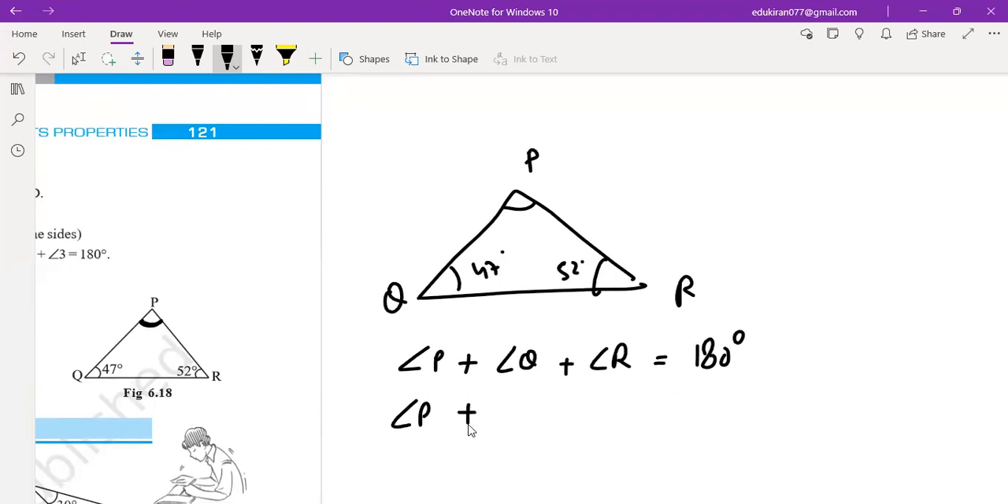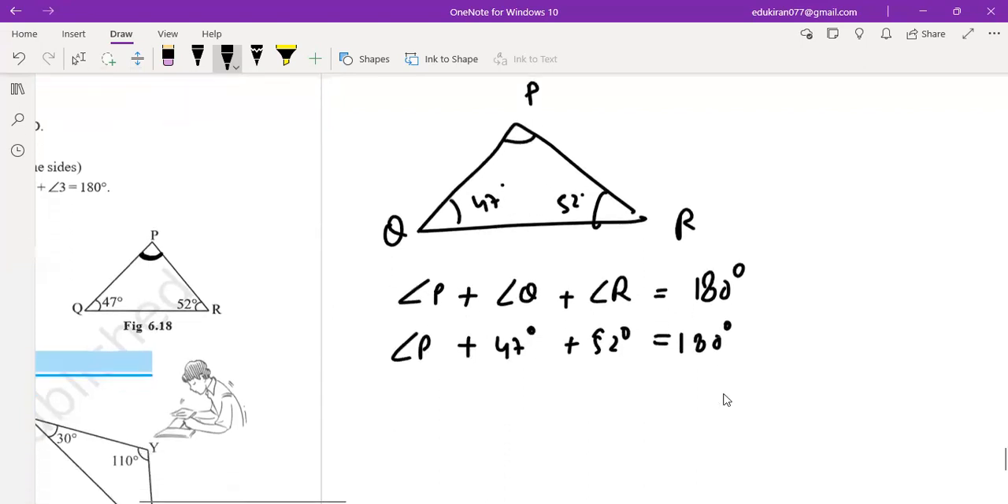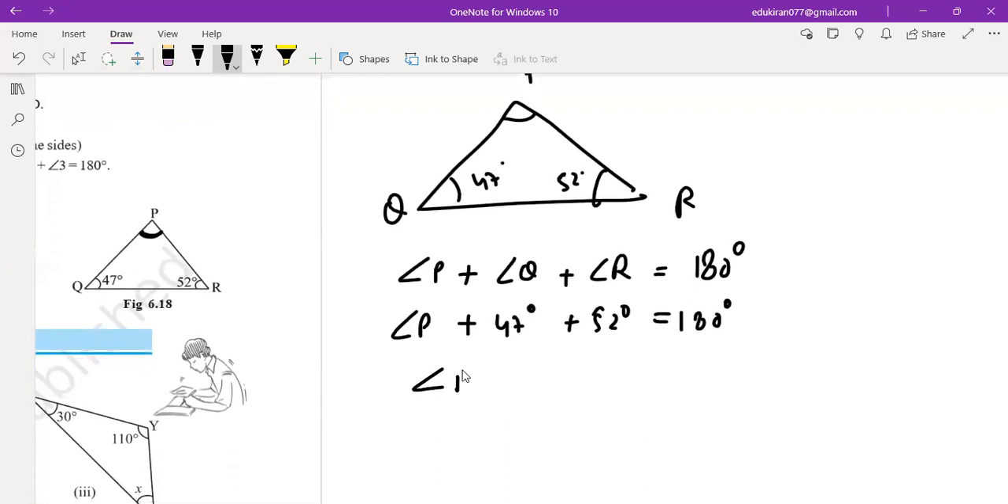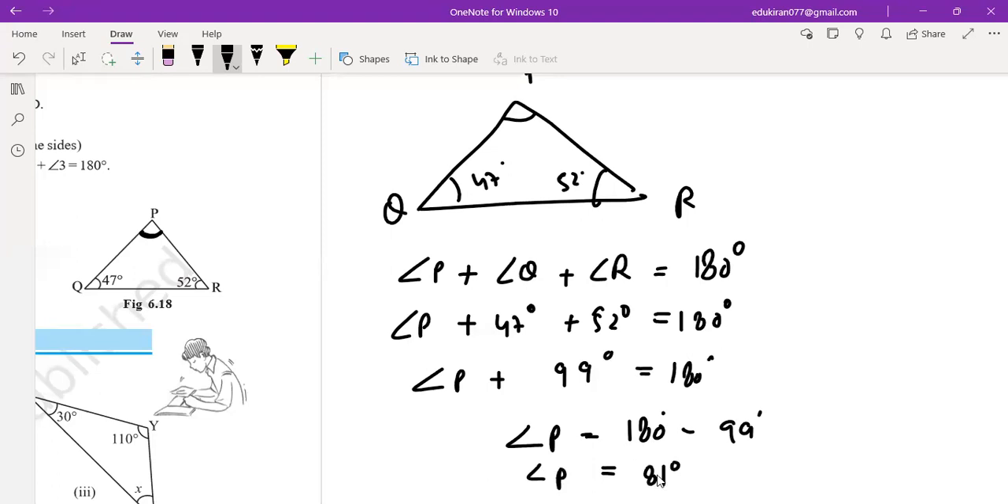Angle P is not given. Angle Q is 47 and angle R is 52. It makes 180 degree, right? So 47 and 52, what will they give? 7, 8, 9, 5, 99. Ma'am, 99. Equals to 180 degree. Now this 99 will go this side. So it will be 180 degree minus 99. So what you will get? Ma'am, 81. So angle P is 81. Clear? Yes, ma'am. Sindhus, quickly note it up.